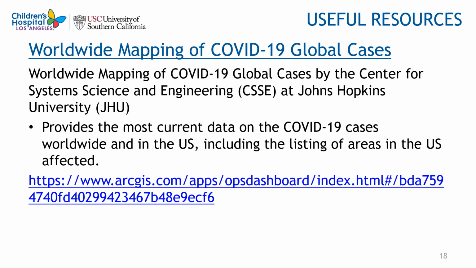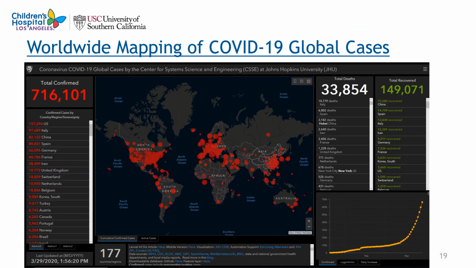The worldwide mapping of COVID-19 global cases was developed by the Center for Systems Science and Engineering at Johns Hopkins University, and it provides the most current data on the COVID-19 cases worldwide and in the US, including the listing of areas in the US that are affected. And this is what this website looks like. It has the total confirmed cases and total recovered people and total deaths.